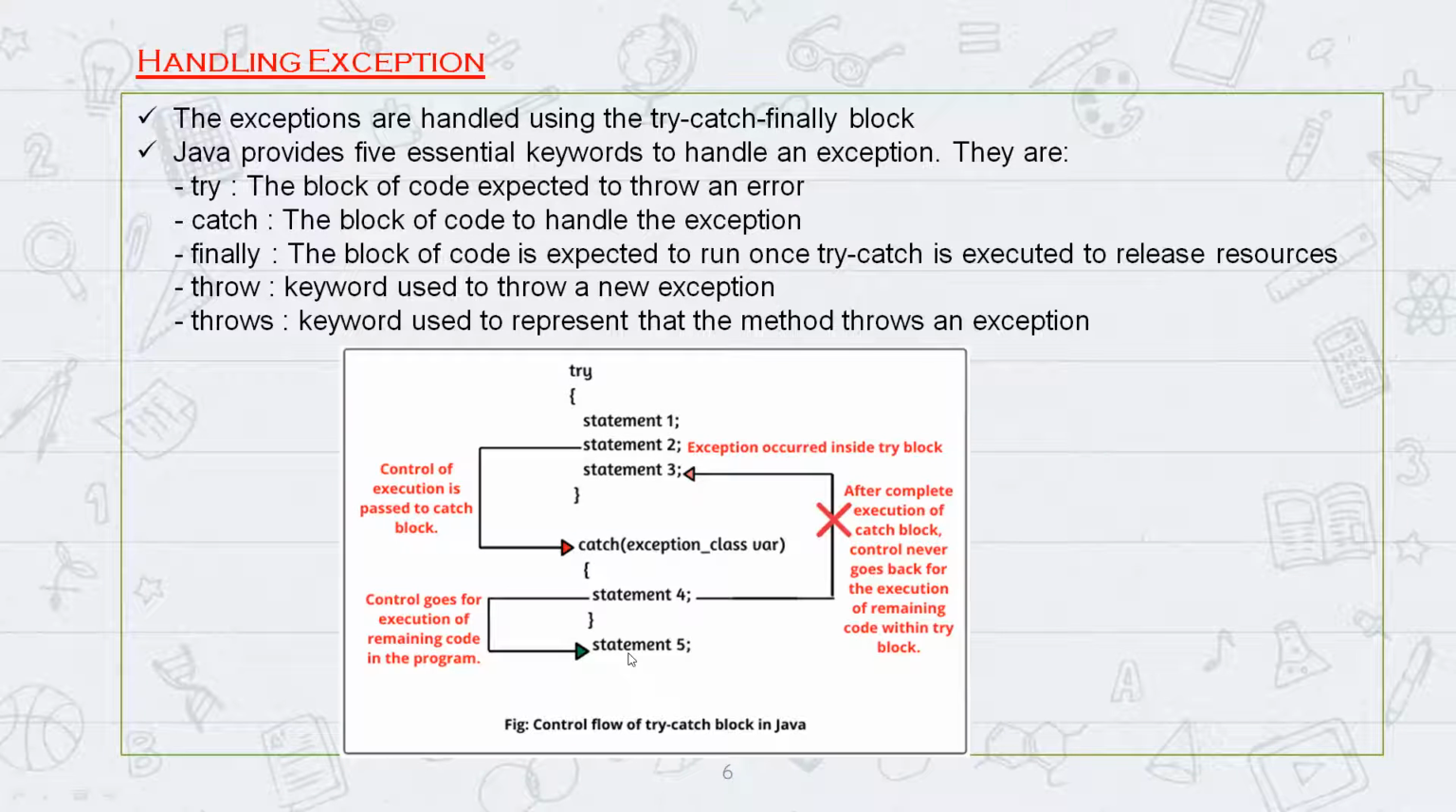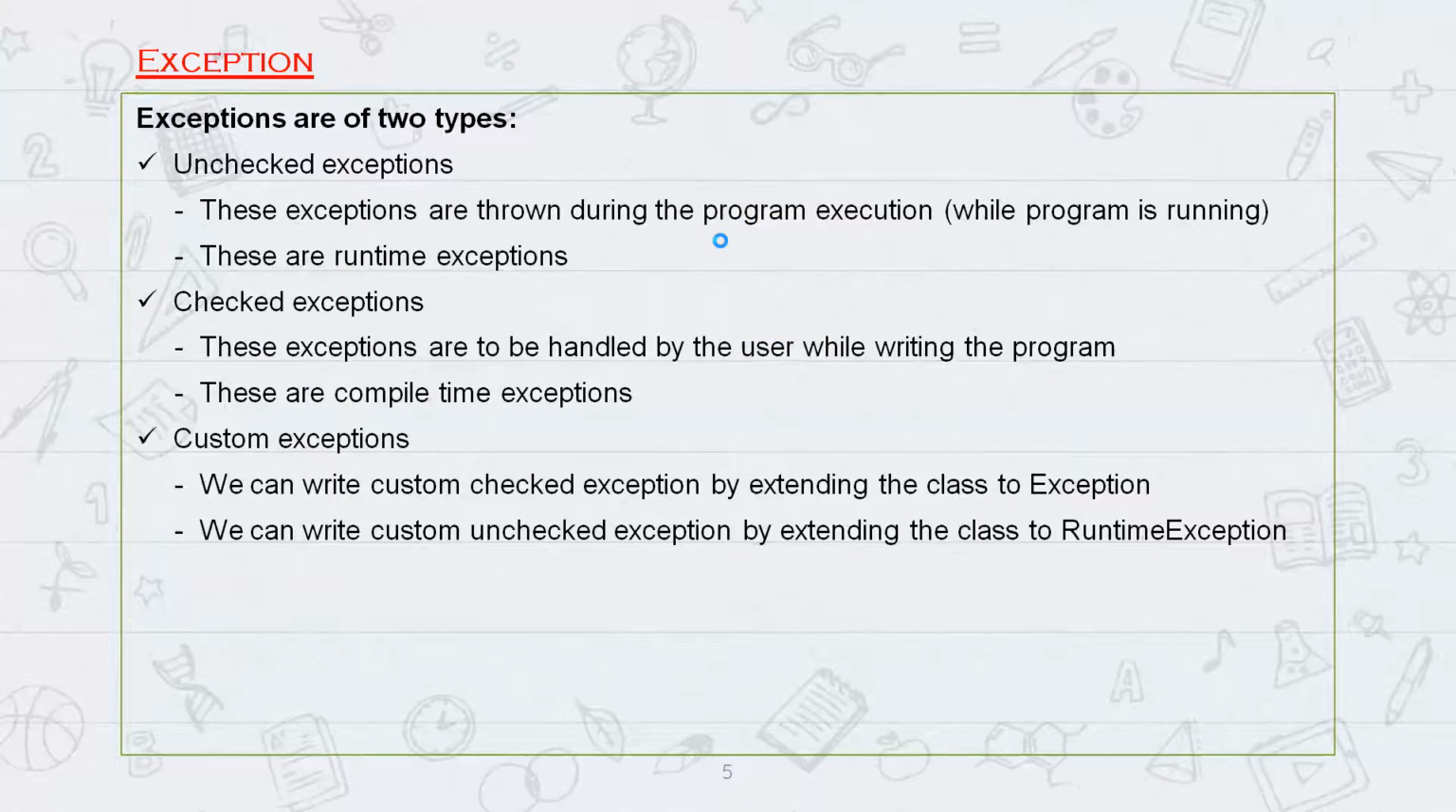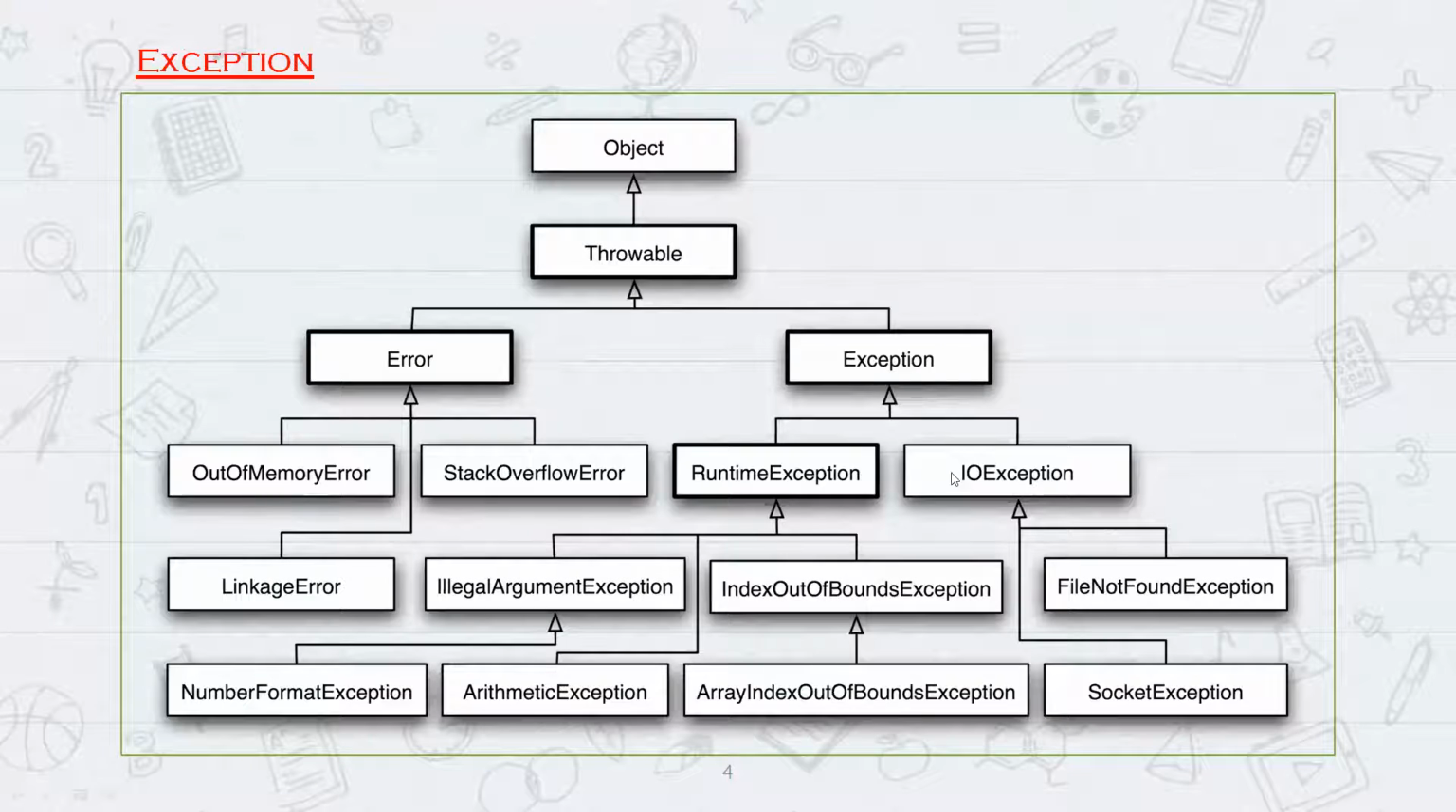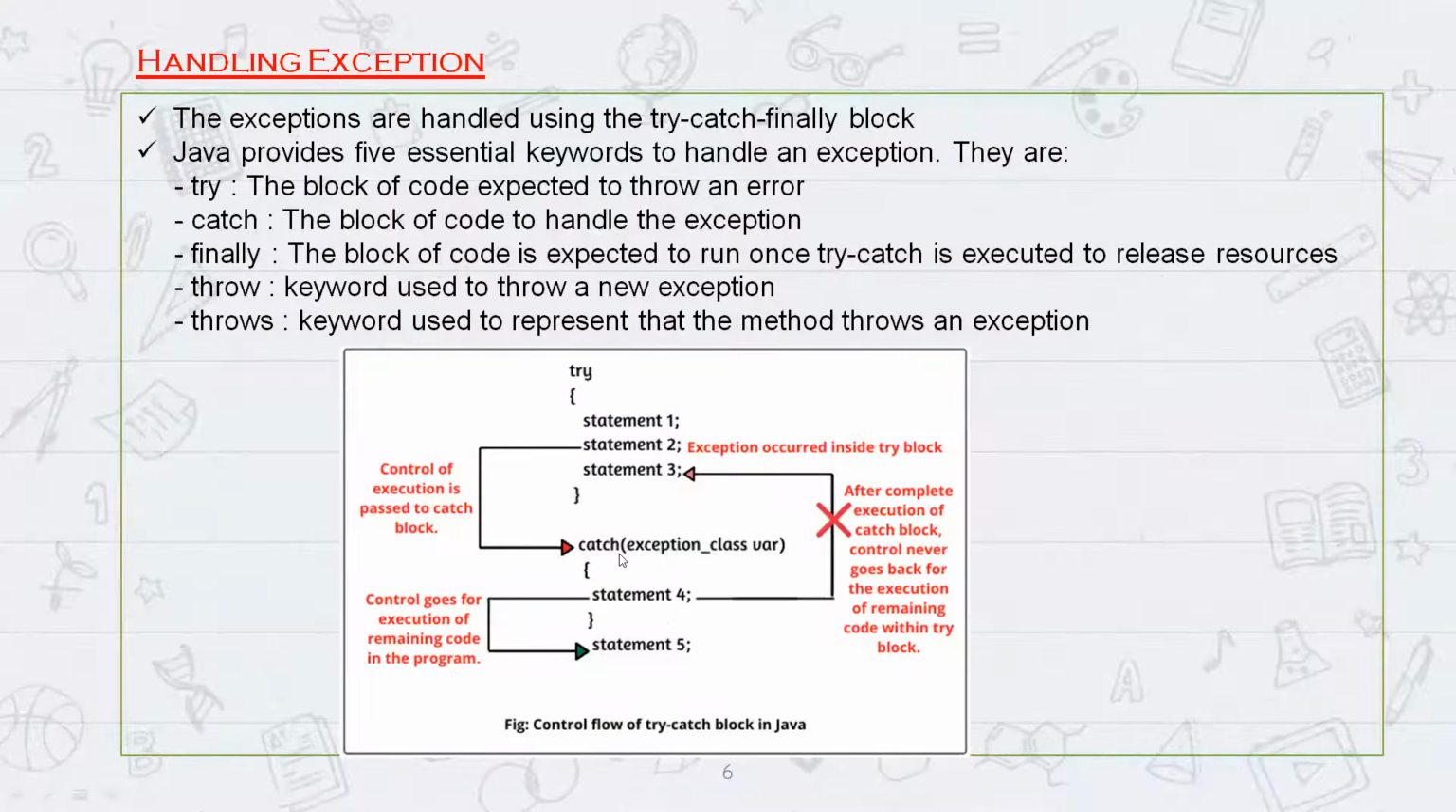The catch block can be multiple; remember that. It goes in order. Whatever order is here: IO exception, then file not found exception, and socket exception. So in this case you can have 3 catch blocks: catch IO exception, catch file not found exception, catch socket exception. Catch, open parenthesis, then open bracket and close bracket. You can mention the statements here.